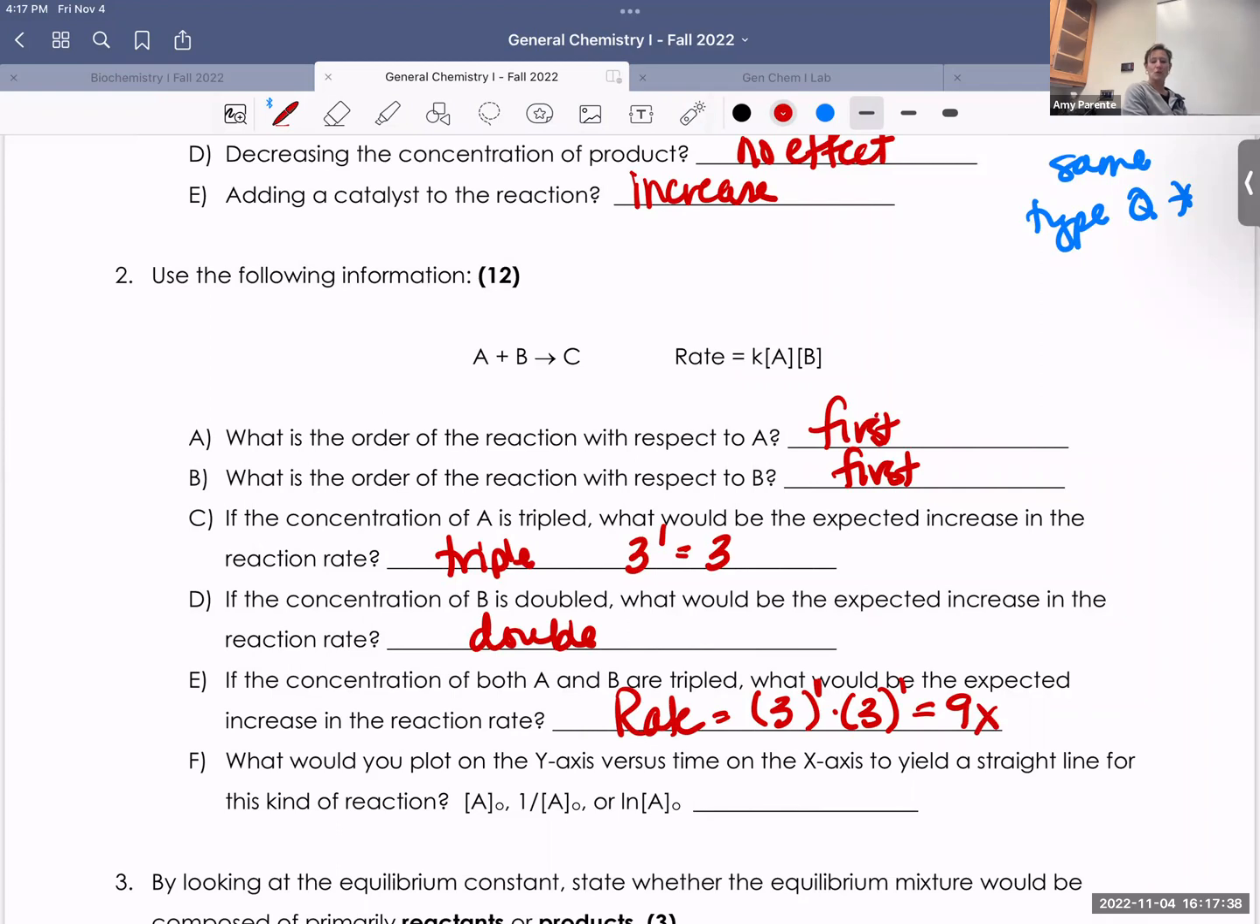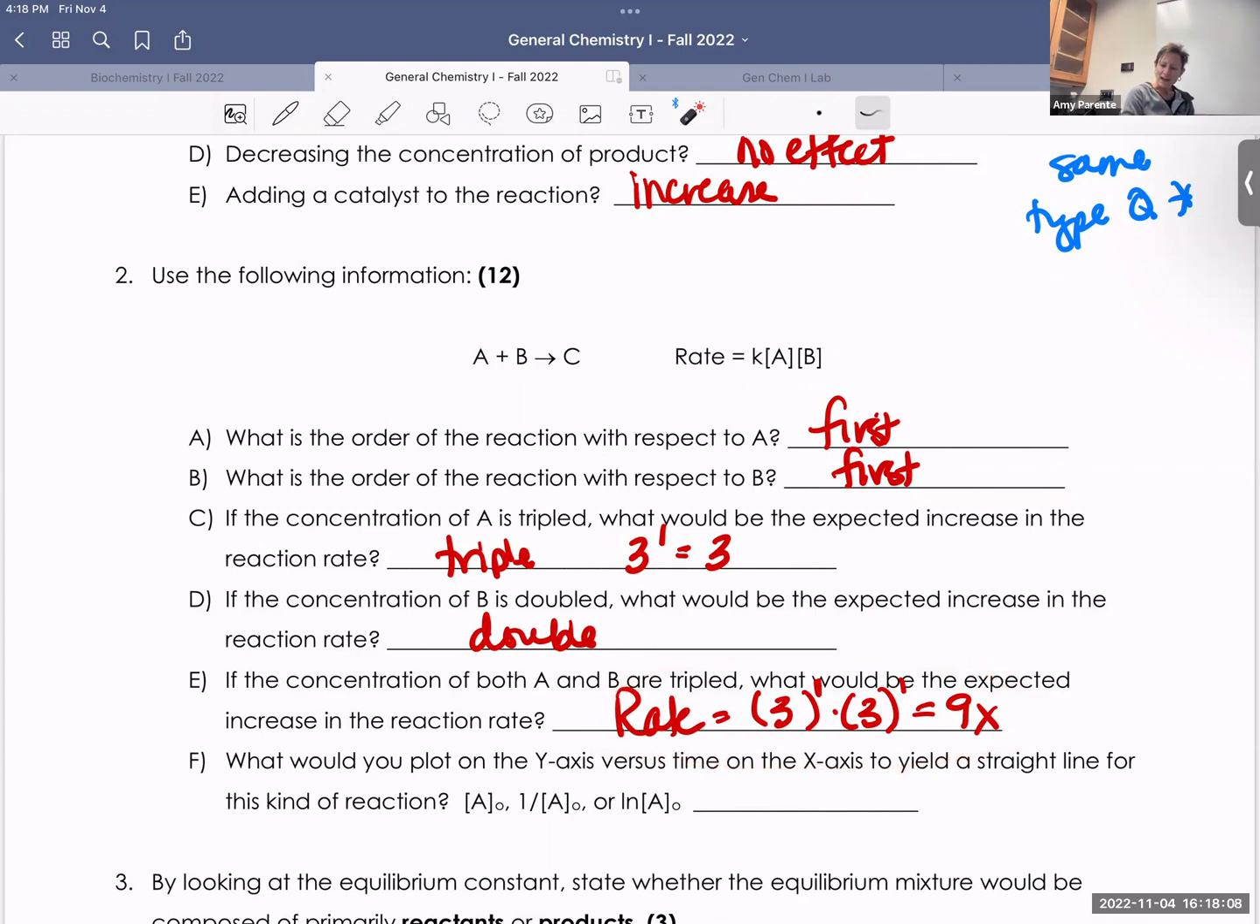Now, a trick question, not really a trick question, but another flavor of this. If I tripled the concentration of A, but I took 1/3 the amount of B, what would be the effect on reaction rate? No change, right? Because it's 3 to the first power times 1/3 to the first power. Multiply them, they cancel each other out. So that's how you handle evaluating rate changes with multiple things.